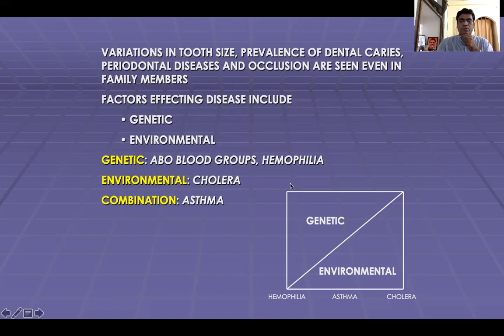So you can put it as genetic, like ABO blood groups and hemophilia, and environmental, purely related to some environmental conditions, and cholera you can give as an example. And asthma can be a combination of both genetic and environmental in origin.